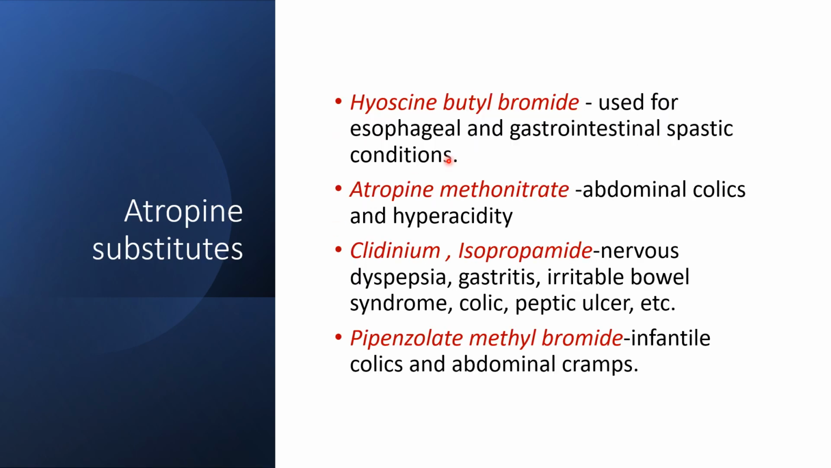These are some other atropine substitutes and their uses. Hyoscine butyl bromide is used for esophageal and gastrointestinal spastic conditions. Atropine methonitrate is used in abdominal colics and hyperacidity. Clidinium and isopropamide are used in nervous dyspepsia, gastritis, irritable bowel syndrome, colic, peptic ulcer, etc. And pipenzolate methyl bromide is used in infantile colics and abdominal cramps.